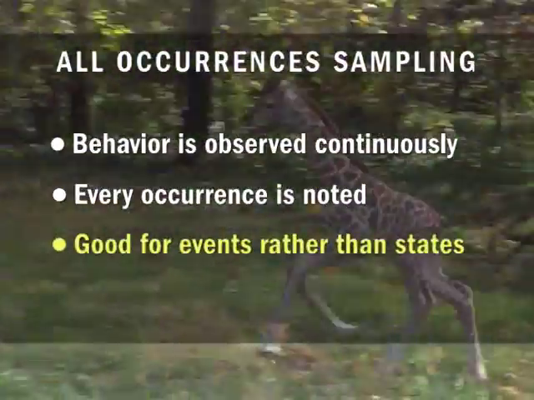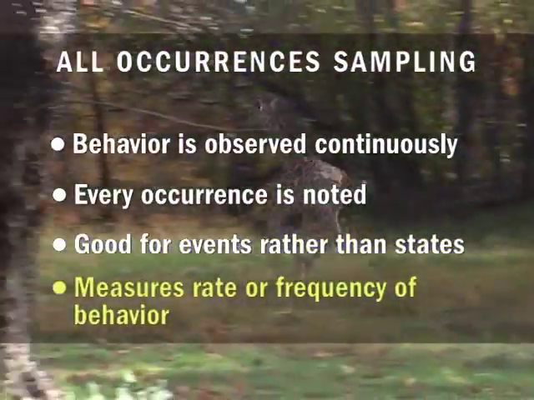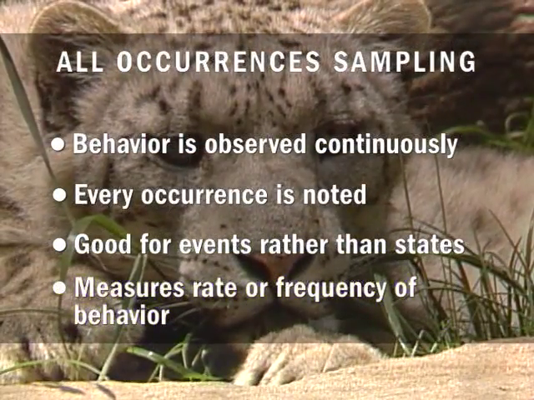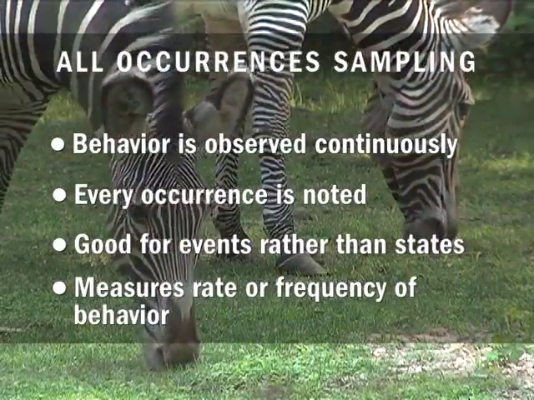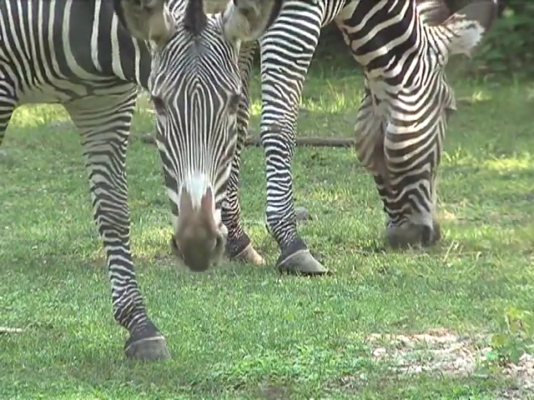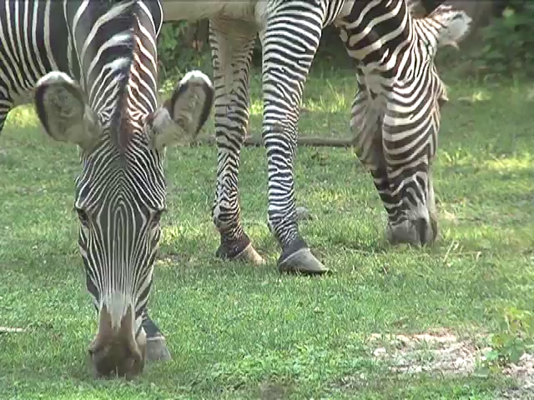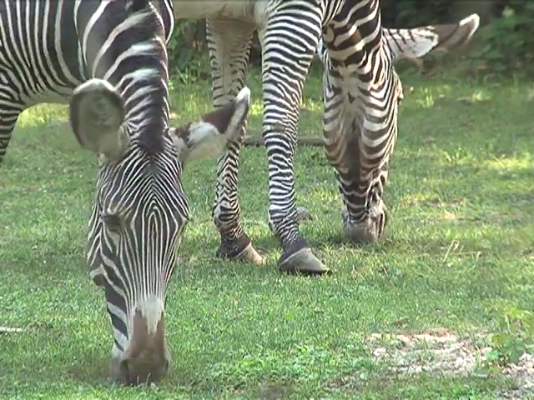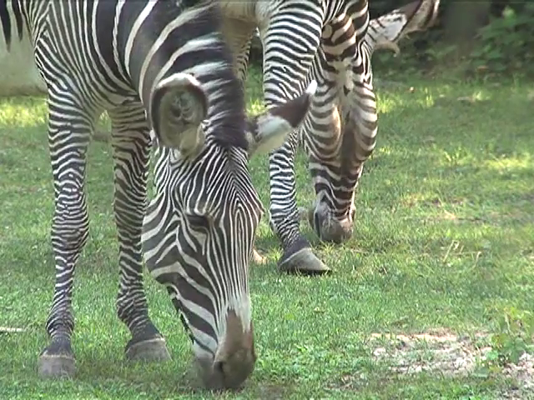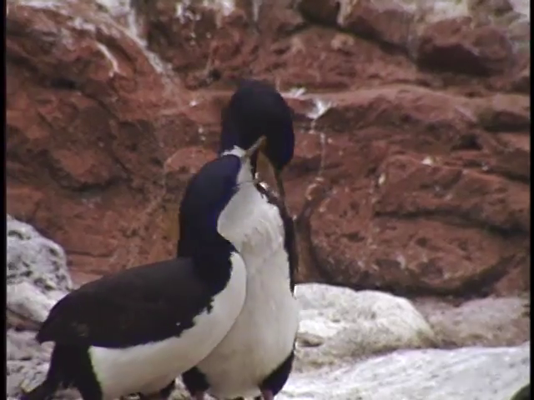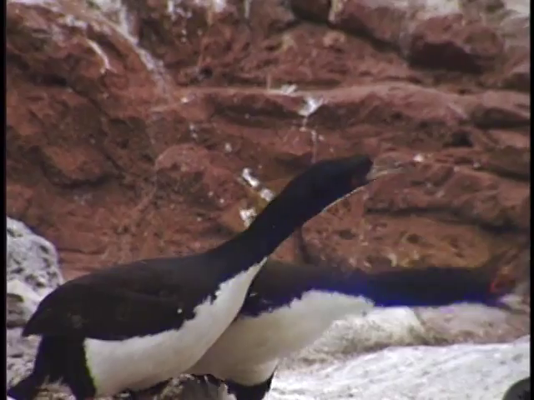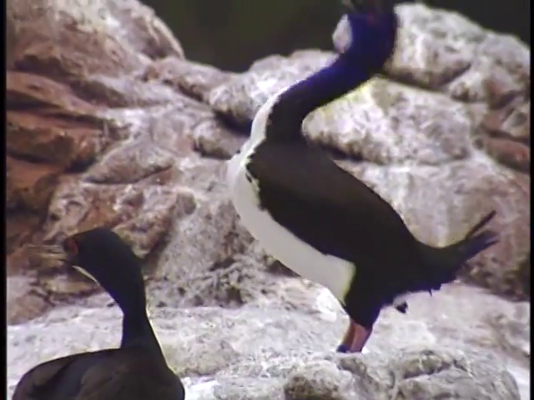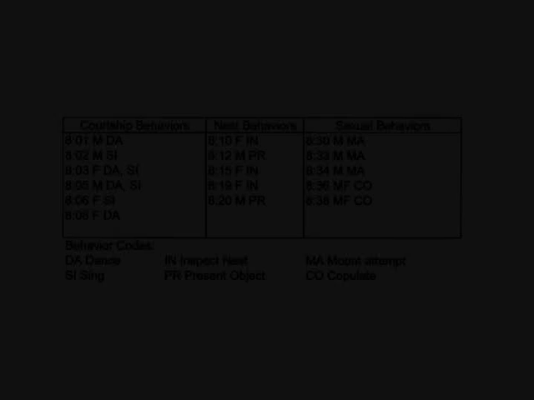All occurrences sampling can give you information on the rate or frequency of behavior, as well as the sequence of behaviors. All occurrences sampling is relatively easy to do, unless the behavior in question is very frequent, there are many behaviors on the ethogram, or you are studying a large group of animals. This method is often paired with a method suited for studying states, so that both events and states can be studied at the same time.